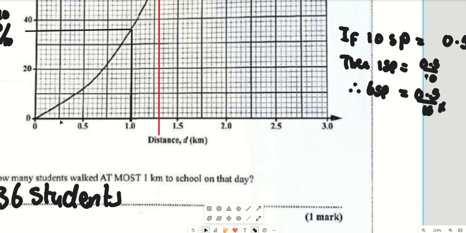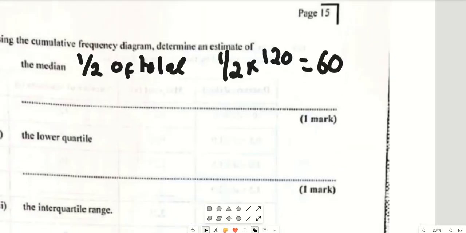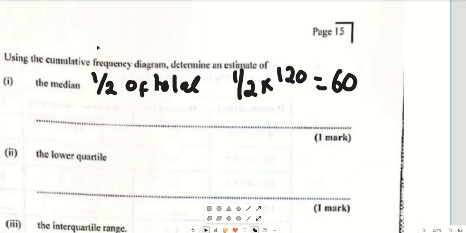Count from 0. This is 5, 10, 15, 20, 25, 26. So instead of 6, you could say 26 spaces, right? That's from 0 to the point. Multiply by 26 over 1. And when you do that, you're going to get 1.3. So we know here is 1.3 kilometers. All right, so when they ask you, using the cumulative frequency diagram, determine the estimate of the median, the median is 1.3 kilometers.